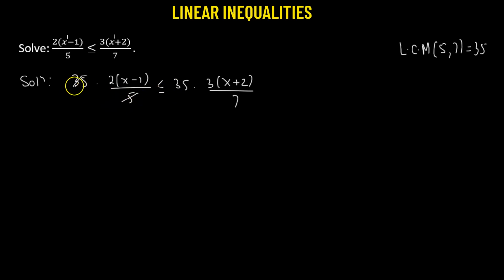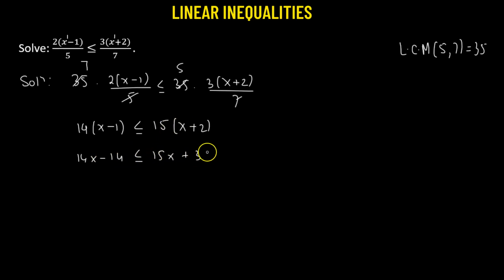So 5 times 7 is 35, so we have 7 times 2, that will be 14 multiplied to (x minus 1), which is less than or equal to 7 times 5 is 35, so 5 times 3 will be 15 multiplied to (x plus 2). Let's distribute 14 with x minus 1 to get 14x minus 14, and we distribute 15 with x plus 2 to get 15x plus 30.